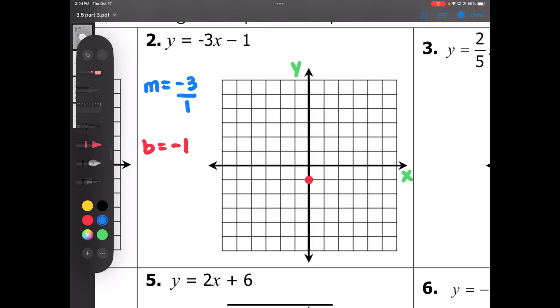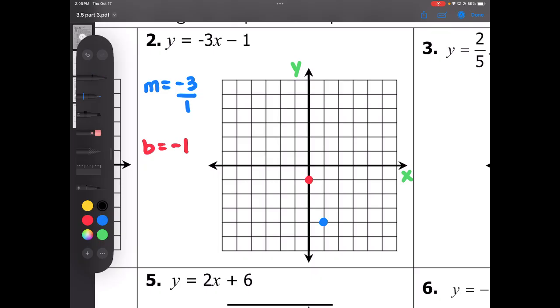I'm gonna go down 3. Down 3, so like 1, 2, 3. Do not put a point yet, right? And then right or left? Right 1, right? So after that, you go to the right 1 right here. And after you've gone to the right or left, you put your point. Your point should not be right on top of your other y-intercept.